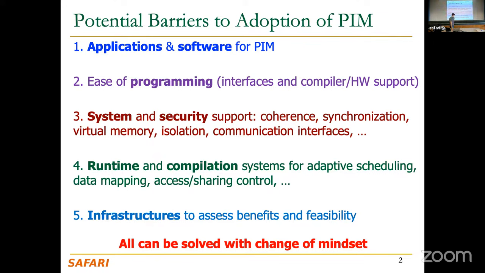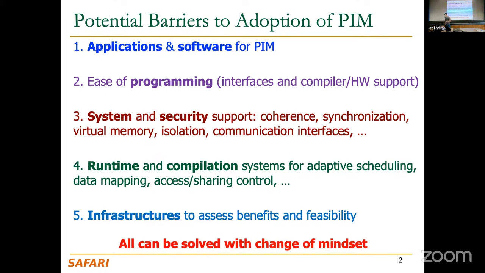And finally, infrastructures to assess benefits and feasibility. Why is that important? Because, I mean, it's always important in research, in particular in research in computer systems and computer architecture. You cannot always evaluate the real system. If you are designing a new processor, it doesn't make sense to fabricate the first design that you come up with, right?